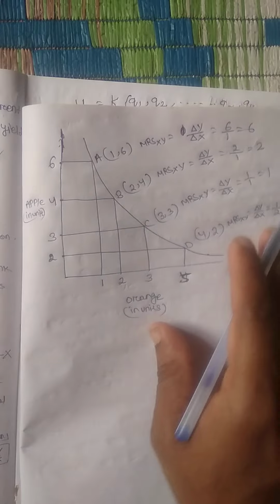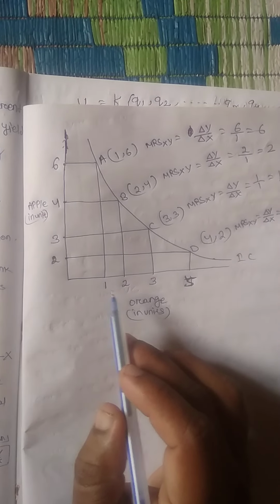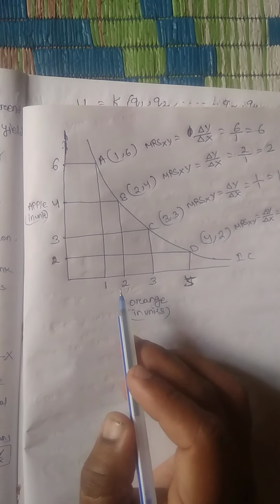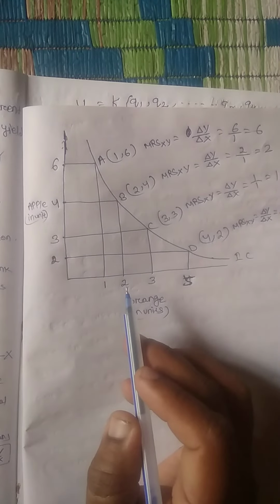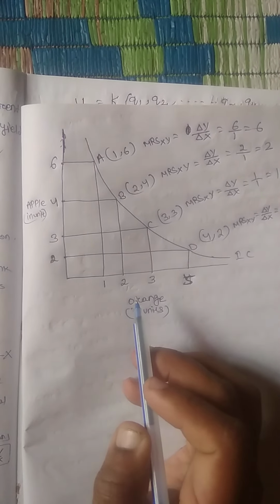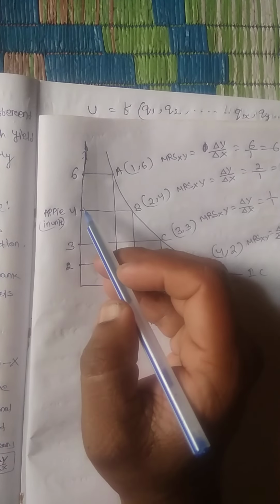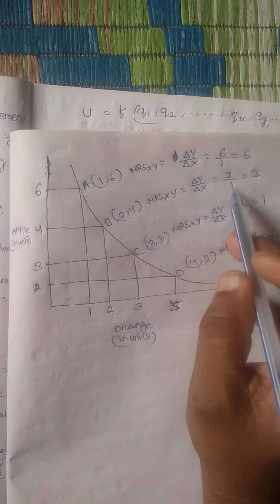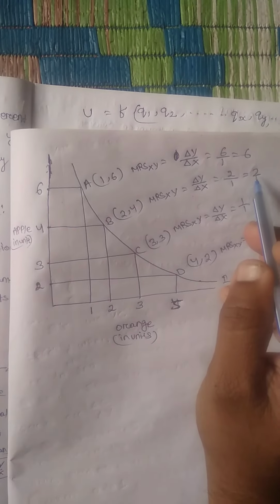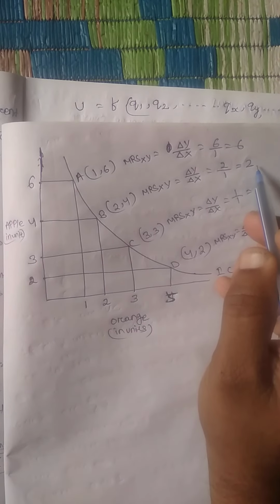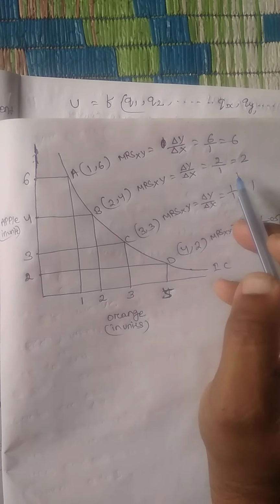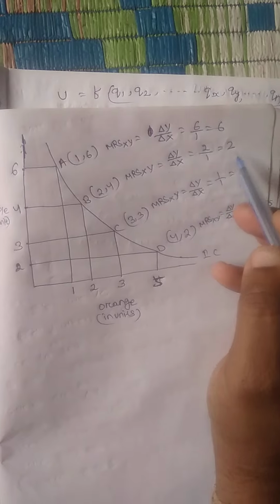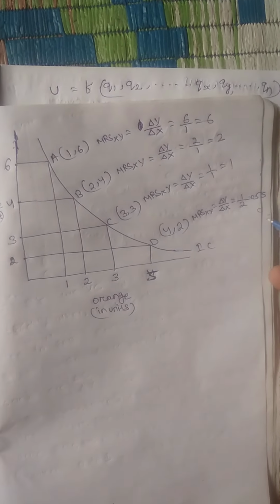When the consumer is consuming 2 units of orange, that means 1 unit of extra orange, he is sacrificing 2 units of apple. Here del X is 1 and del Y is 2. So here MRSXY would be 2. And so on. So here it shows that the marginal rate of substitution between X and Y diminishes.